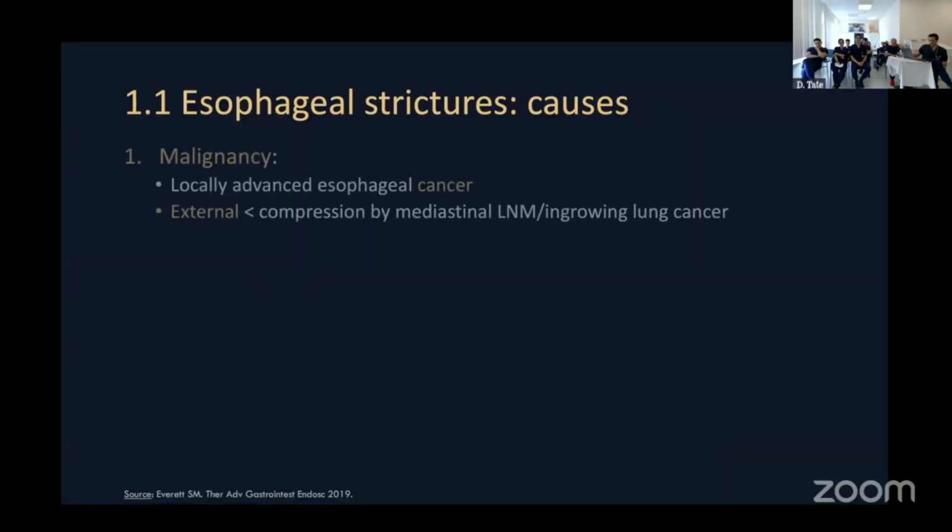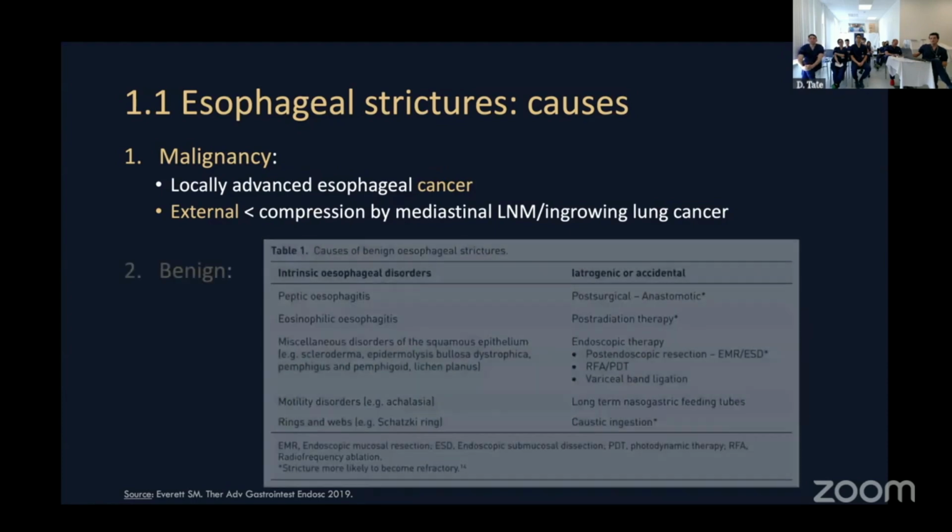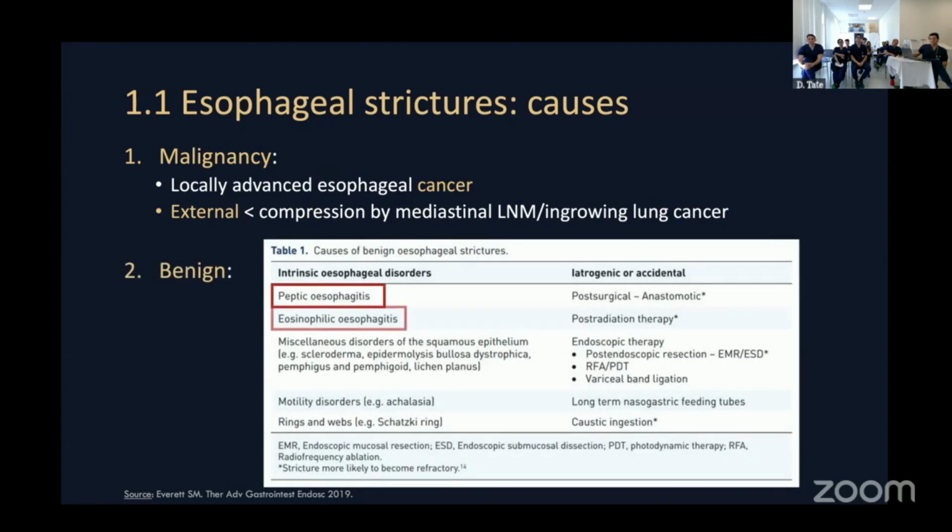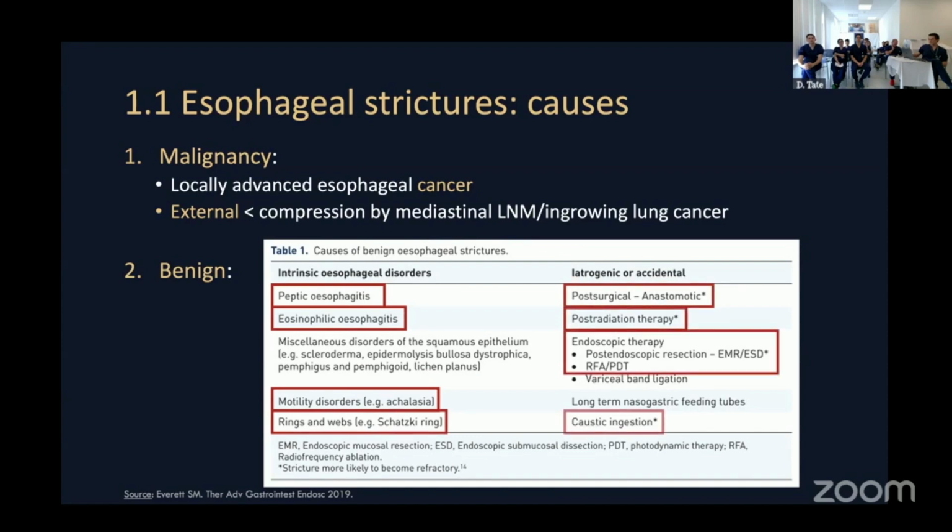So what are the causes? We always have to be mindful of a malignancy. This is mostly an esophageal cancer, but can also be external compression by lymph nodes or an ingrowing lung cancer, but also a lot of benign disorders that can be intrinsic, esophageal, or accidental or iatrogenic.